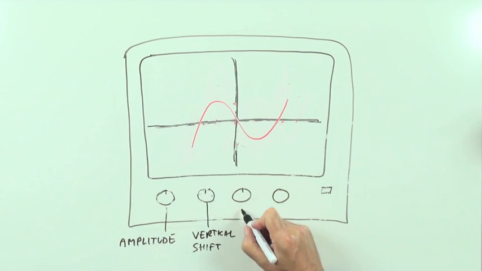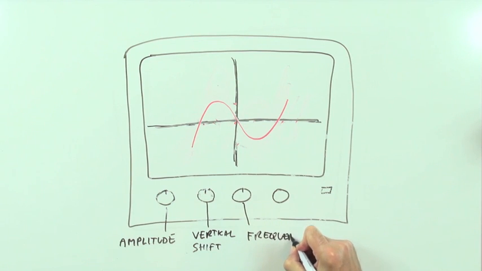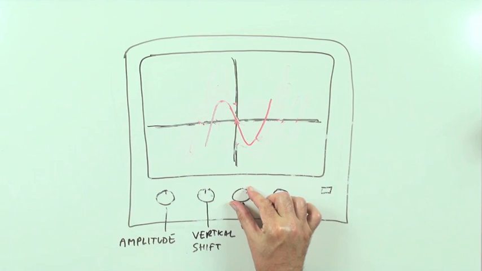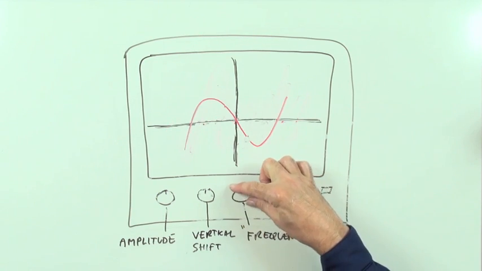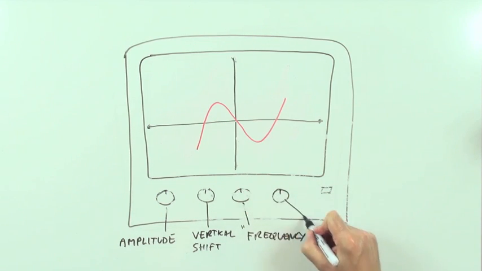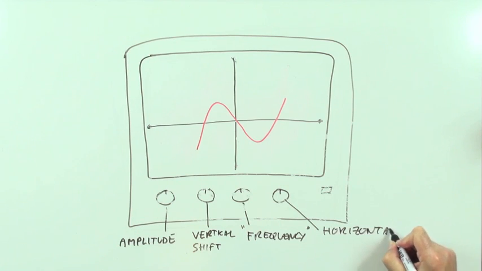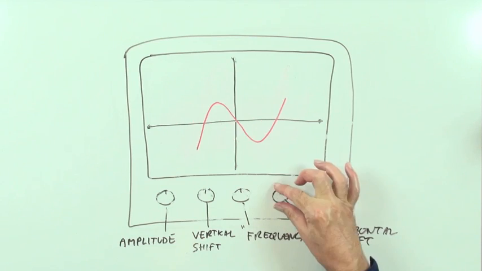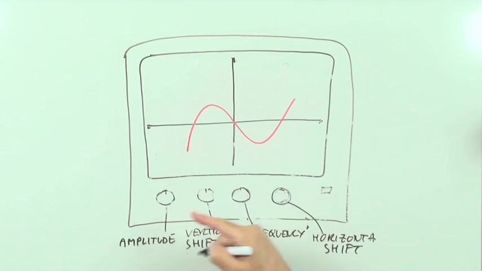The next little button here is going to be like the frequency. That's going to affect it across the way, squashing it. So as you turn it, it squashes, and the opposite with fractions, it expands it. And the last button is going to be a horizontal shift, again doing the opposite. As you add to it, it actually goes backwards, and as you go backwards, it goes forwards.